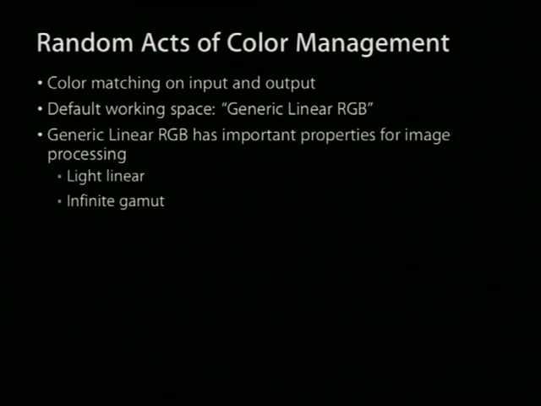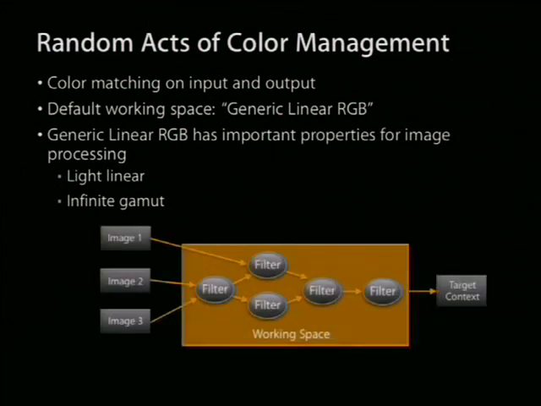In the diagram, this looks like this. You see a bunch of images basically coming in, all the filters doing their work. And in the end, it gets put into the target output context. So you might set up that output context to whatever color space you want. And the images normally have a color space attached to them, or if you have something that you rendered on your own, you might have to set that yourself.